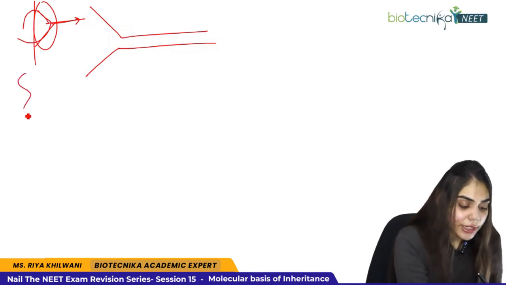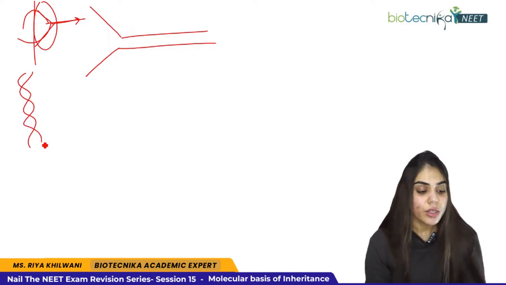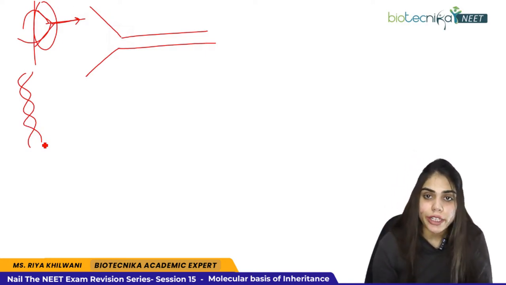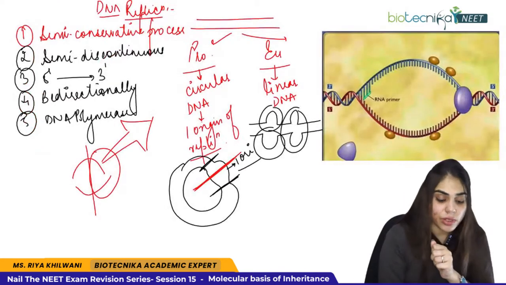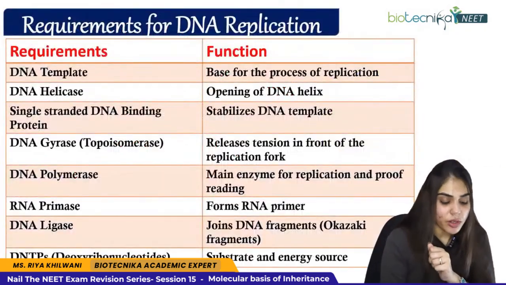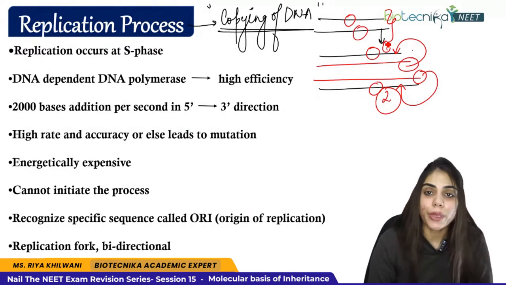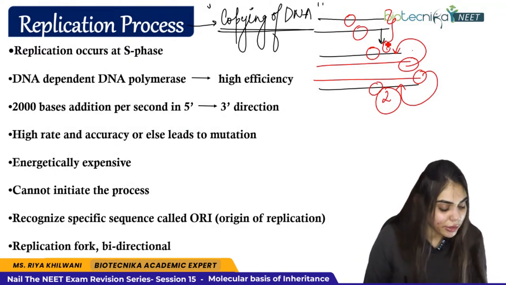Now, what happens here? We know that DNA is a double helix, which means the helical form. So to start the replication process, it is very important to separate these DNA strands. Once these DNA strands are separated, only then will the process of replication begin. As you can see here, how two are forming four, because this has to be separated. So how are these separated?